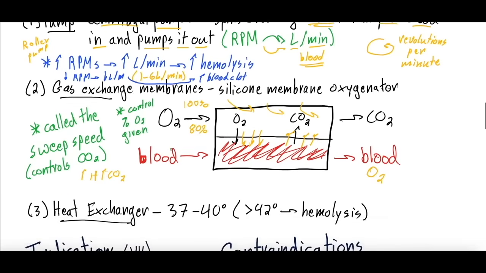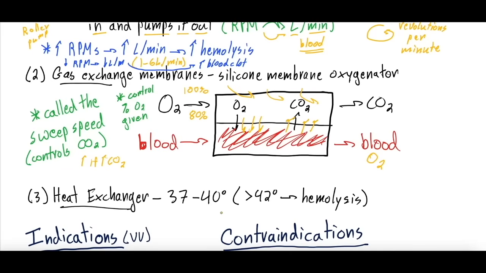All right, and the last thing, which is a smaller thing, is the heat exchanger. This is a circuit that goes outside of the body, and you want to make sure that blood stays warm before you return it to the body. So typically it's set at 37 to 40 degrees Celsius, depending on the patient's temperature. Just of note, if you set it too high, higher temperatures actually lead to hemolysis, or that lysing of the red blood cells.